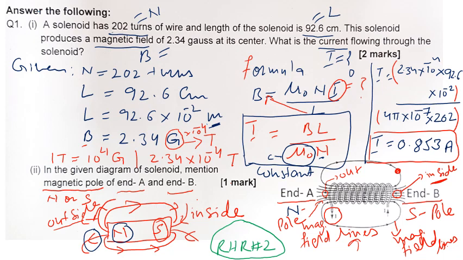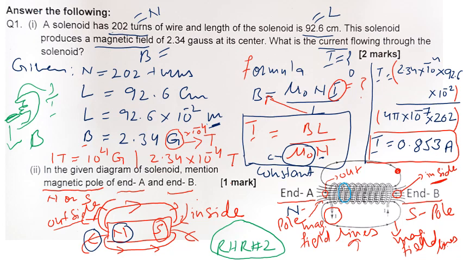In this right hand rule 2, the thumb is the thumb here. The right hand rule 2 is like this: you have to fold your fingers like this. These fingers are the direction of the current, and the thumb is the direction of B, like this. So you have to put your hand in this area.